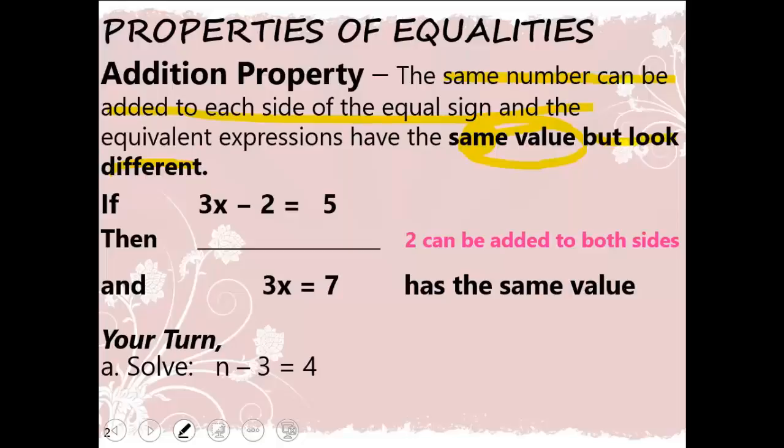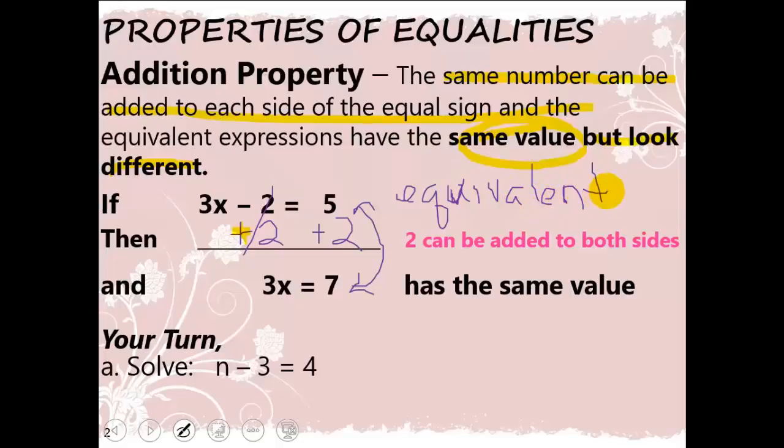All right, so let's look at an equation here: 3x minus 2 equals 5. The addition property says that I can add the same number to both sides of the equation. So I'm going to add 2 to both sides. That adds to 0, and then I have 3x is equal to 7. These two statements are equivalent. That means they look different, but they have the same value.